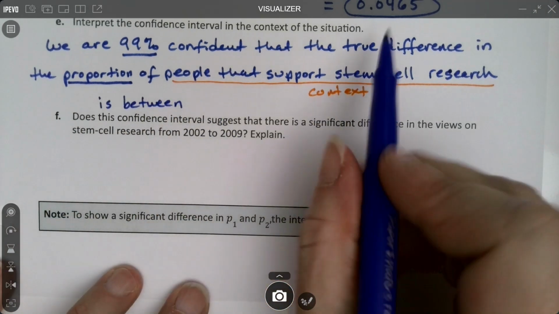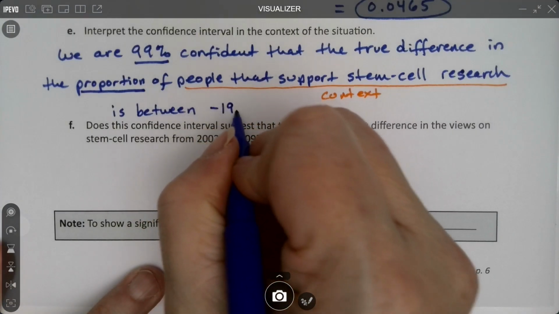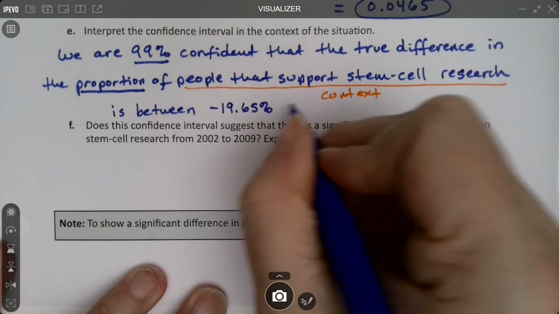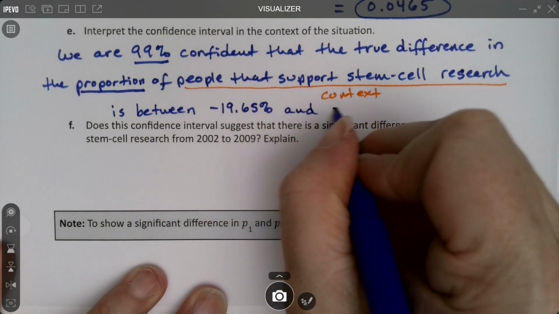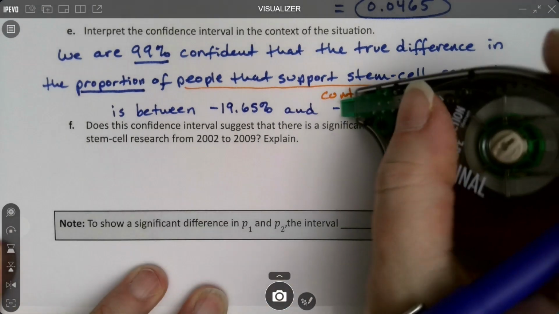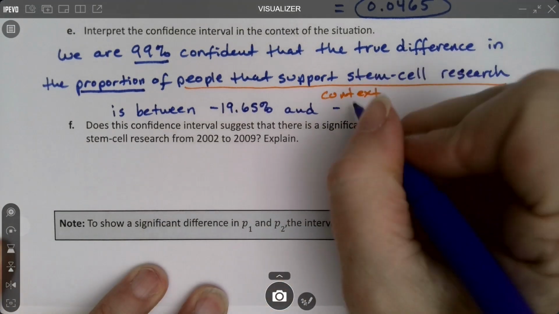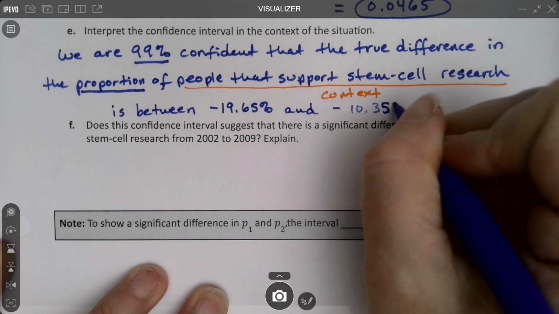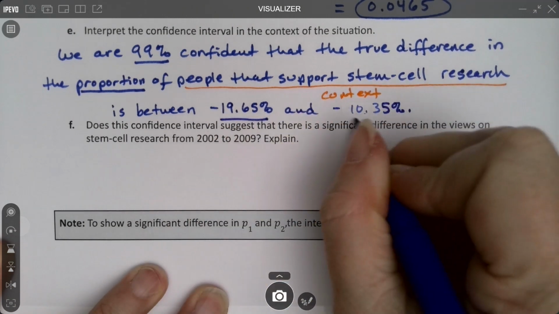And then it's up to you. If you want to leave them as decimals, that's fine. Or if you want to write them as a percentage, that's fine too. It only works in this case because these are proportions. If I'm going to make them both percents, I should make them both percents. So 10.35%. So there's your lower and there's your upper.